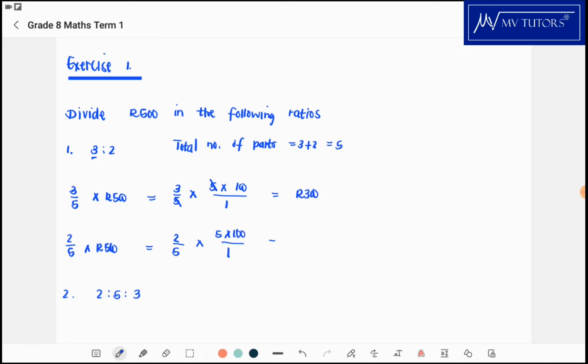Over 1, so then we have 200. So that's how we can divide 500 in the following ratio. Whoever's getting 3 parts gets 300. Whoever's getting 2 parts of the ratio will get 200.